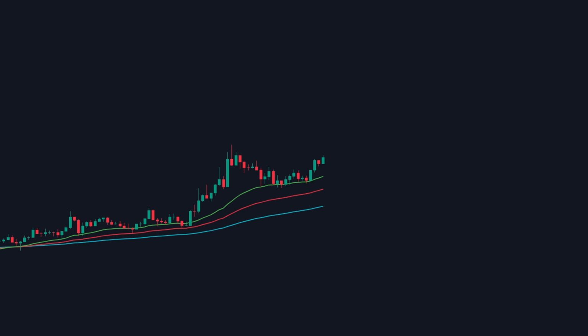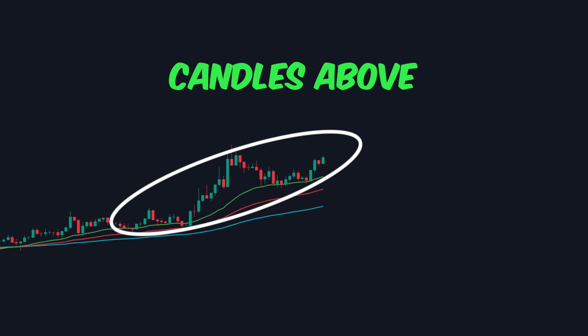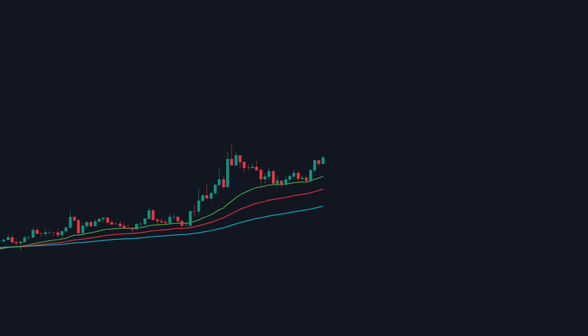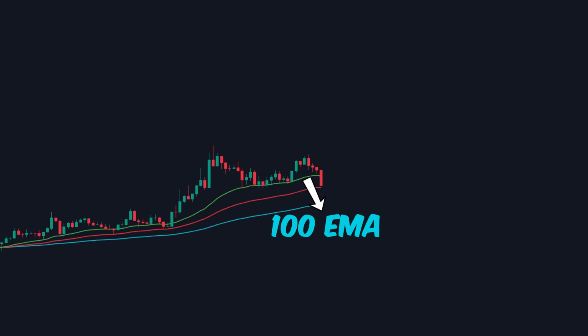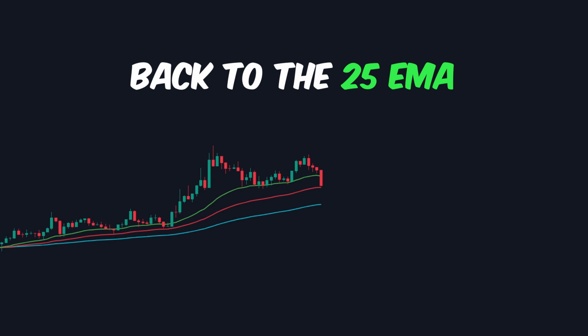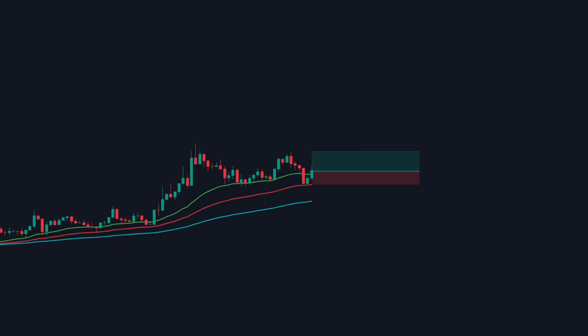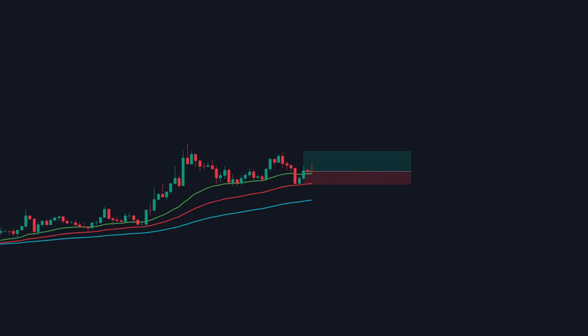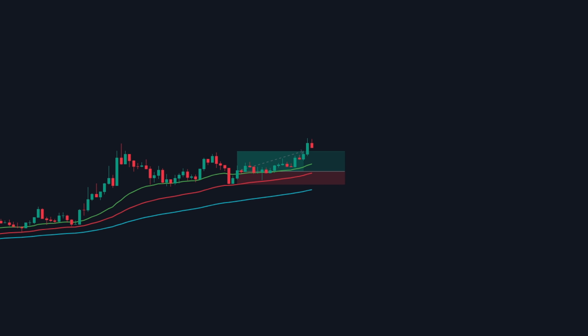In this chart, we can see that the market is currently in an uptrend, as shown by all three EMAs heading upwards, while all the candles are above the EMA. Next, we are waiting for the price to pull back towards 25 or 50 EMA. Remember, it must not cross below the 100 EMA. So once the pullback happens, the next step is to wait for the price to reverse back to the 25 EMA. Once this happens, we take a buy position. Next, we set up our stop loss and profit target. And as you can see, the price ends up hitting our profit target, so this is a successful trade.